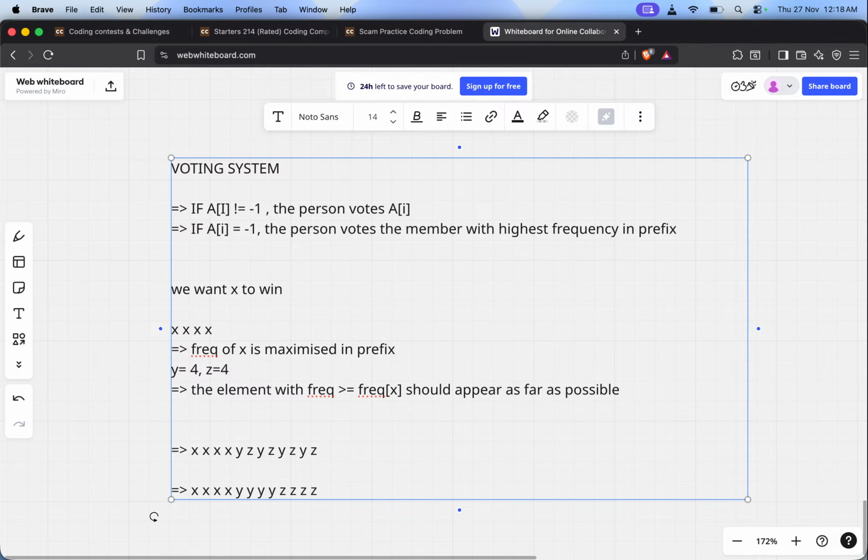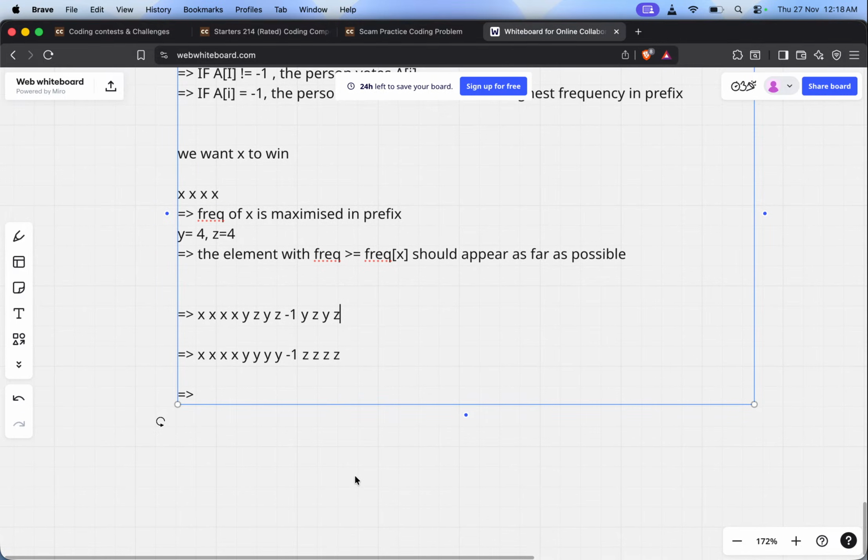So in this scenario, if a minus 1 appears here, we have added one vote to the vote base of x. How? Because y and x have the same frequency here, so this person will not vote here. While in this construction, this person will vote. So this construction is always the best possible construction.